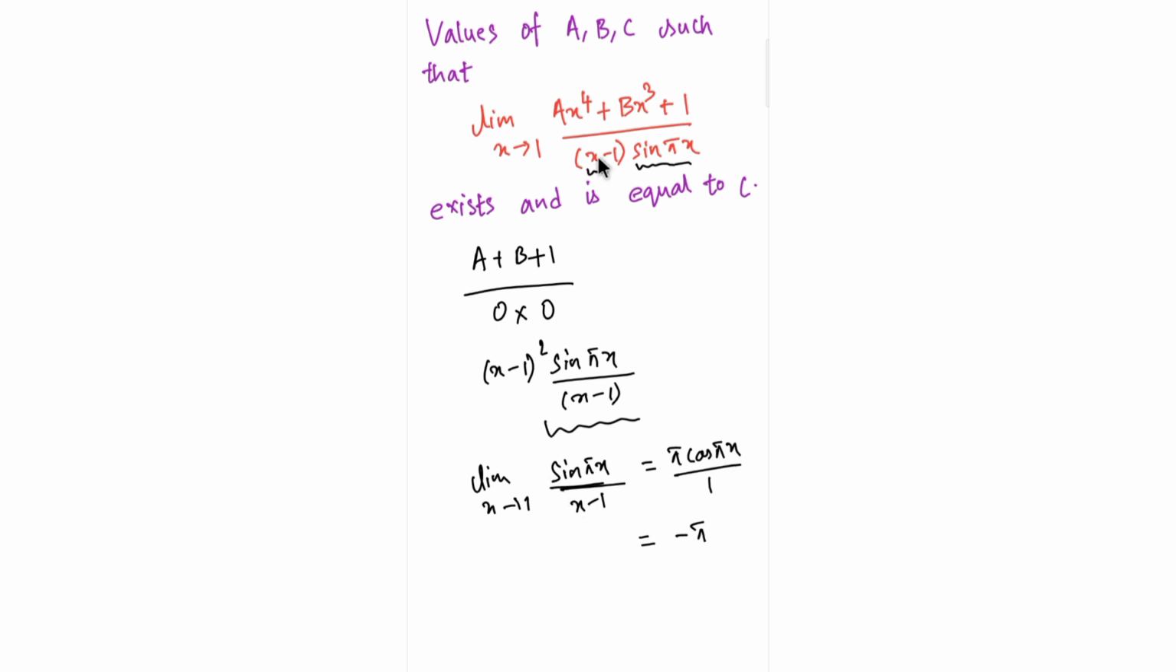So instead of all this term, which I first wrote in the denominator, I'll convert the whole thing this way: the limit as x tends to 1 of (a x^4 + b x^3 + 1) divided by (x minus 1) whole square into minus pi. This is how I wrote it. Just one term I've converted into a non-zero term so that we can deal with this.